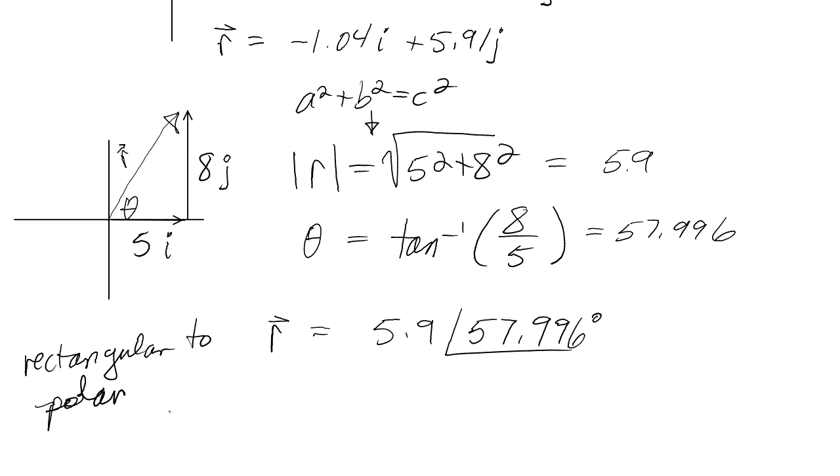There's basically 3 steps. Sum the squares and take the square root using the Pythagorean theorem. Take the inverse tangent to find theta, and write the vector as a combination of the magnitude and the direction.